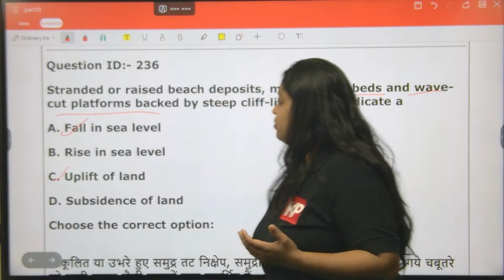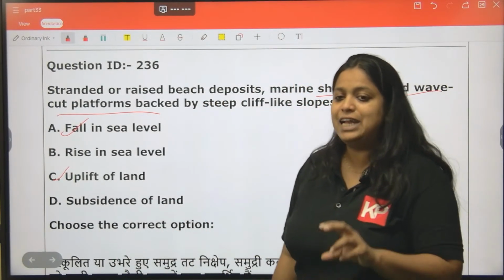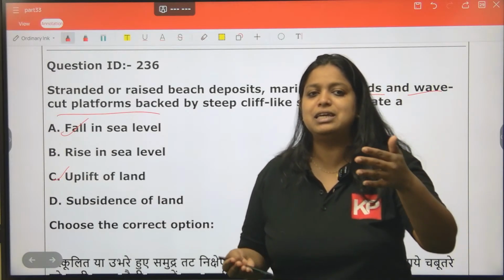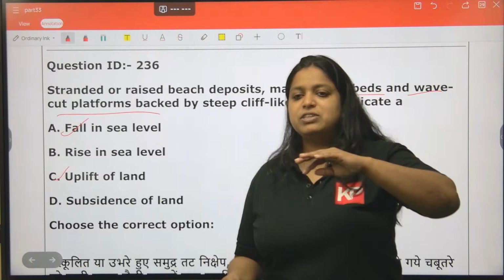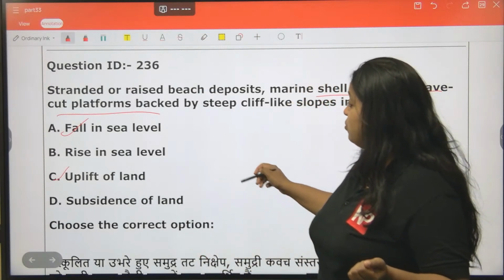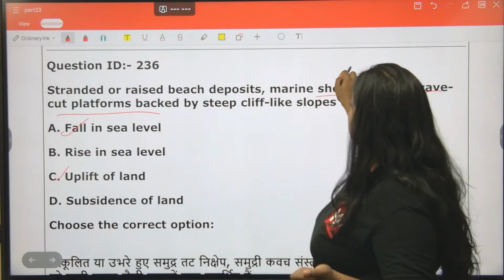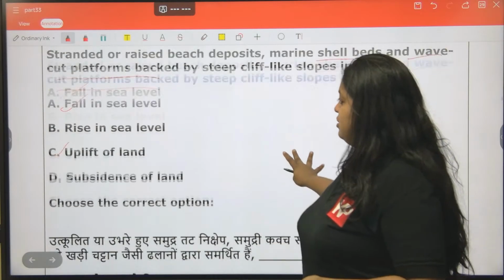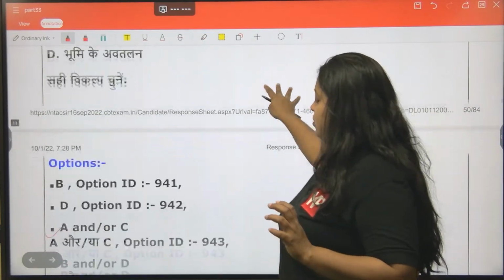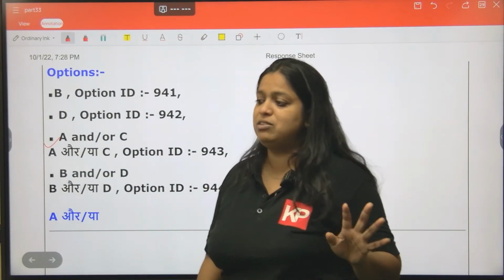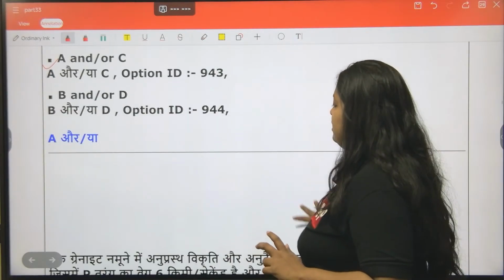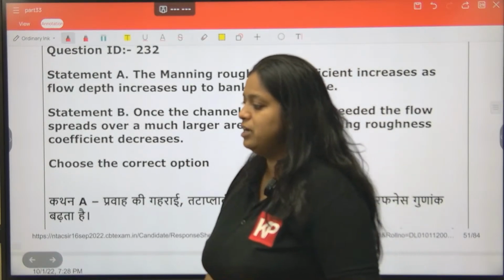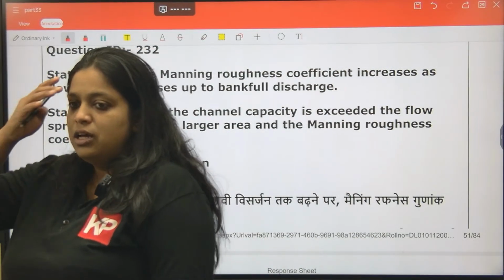B and D, rising sea level or subsidence of land, increase the accommodation space. So thereby it is actually a eustatic sea level rise. That is what is caused by B and D, which is not associated with any of these features over here. So this is important. You should have an idea about what accommodation space is, what eustatic sea level rise and fall mean, the terminologies associated with that. All those things are very important.